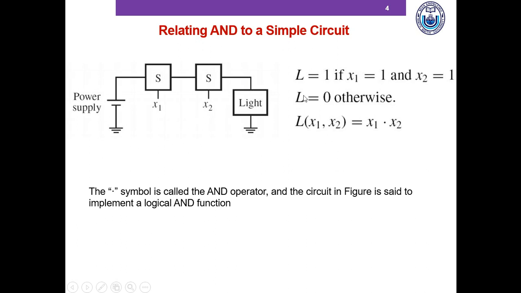Now this behavior can be described using this function. The light is on if both x1 and x2 are 1. And in all other combinations of these two variables, the light should be off. The dot symbol here is called the AND operator, and the circuit in the figure is said to implement a logical AND function.